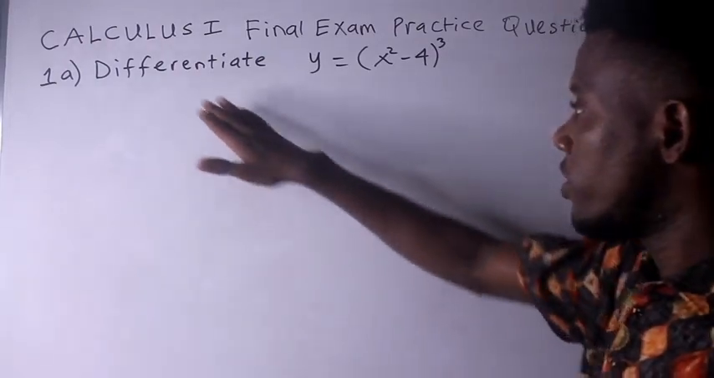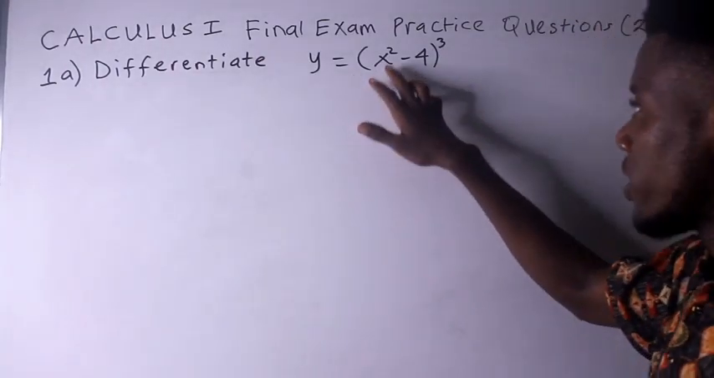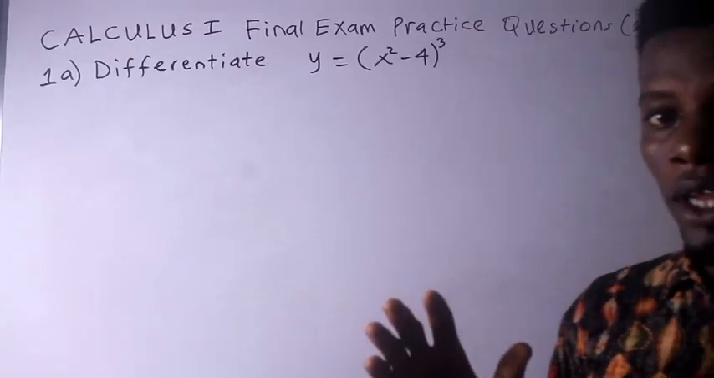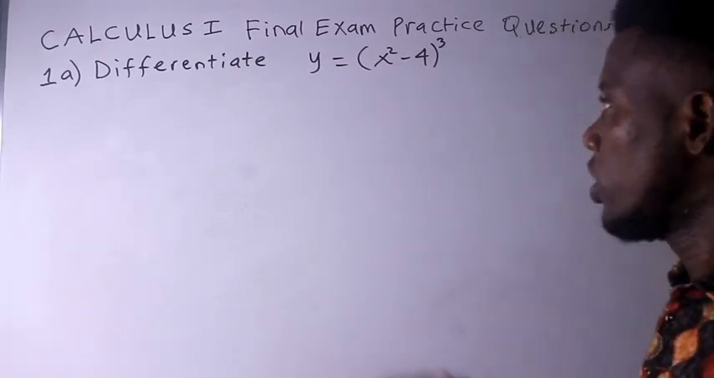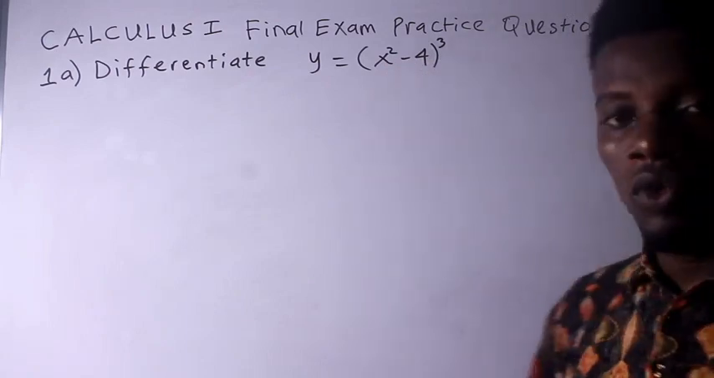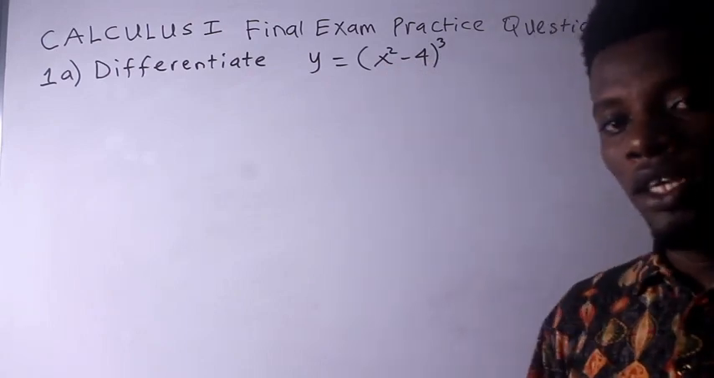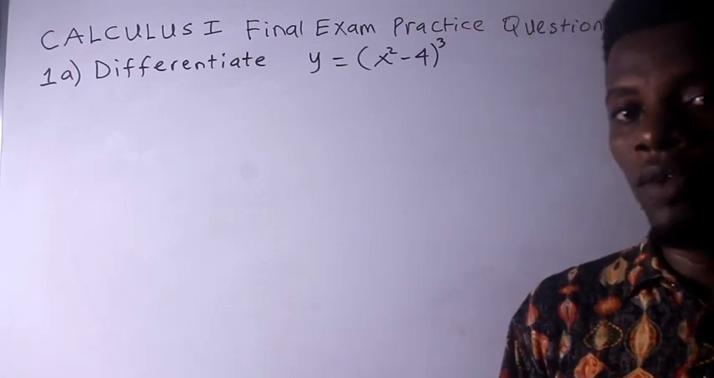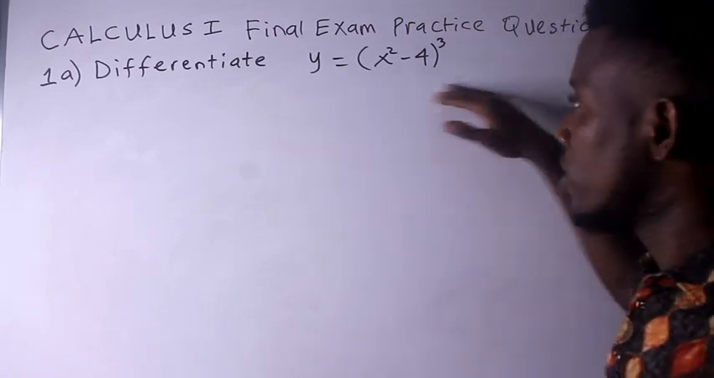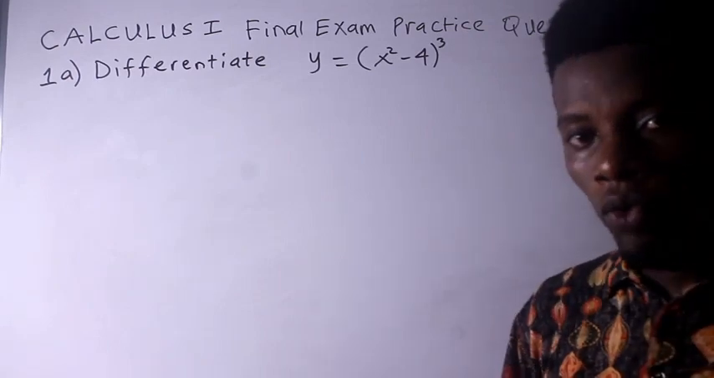We are told to find the derivative of y equals (x squared minus 4) all cubed. Now, using the chain rule, we could do a substitution. We could say let x squared minus 4 equal some variable u, and then express y in terms of u. But that will be our procedure. So we'll go right away and differentiate this by using the extended power rule.